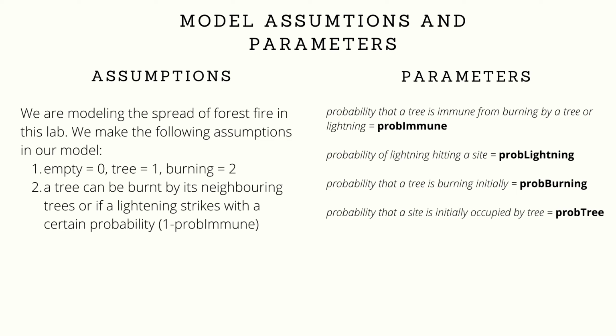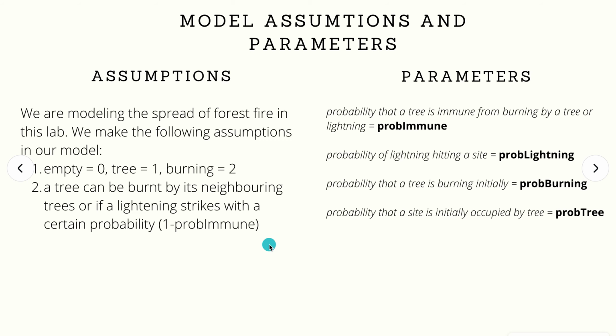So in the assumptions, we are taking that an empty cell will be represented by 0, and a cell that contains a tree will be represented by 1, and a cell that is burning will be represented by 2. So we are modeling this using cellular automata. So we will have a grid containing cells, and this is what the cells would be representing.